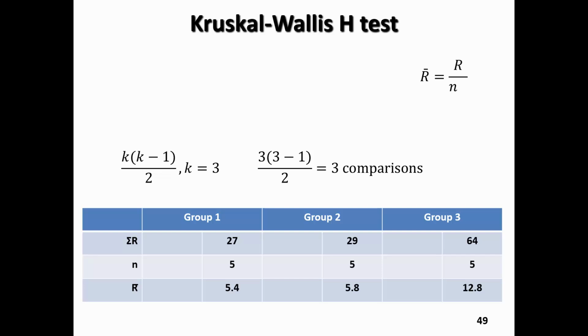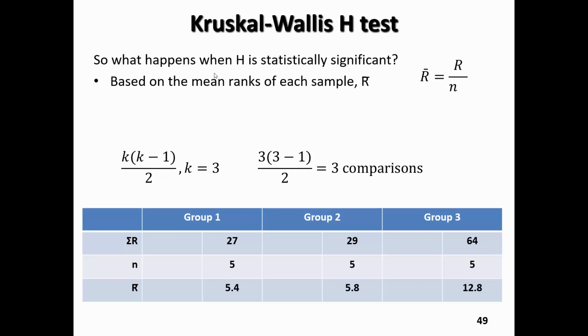Now that we've rejected the null hypothesis in the overall test, we have to go through and determine which of those groups are different from each other in a pairwise manner. If we have a statistically significant H value, we then move on to the average ranks, or the mean ranks, of each sample. The line is a little bit obscured here, but this is the R with a bar on top of it. So this is the average rank, which is simply the sum of the ranks for each group divided by the sample size of each group.